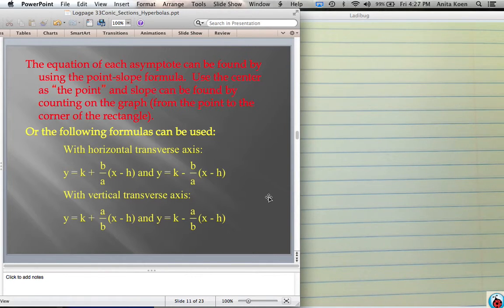If you have a hyperbola with a horizontal transverse axis, you're going to use the formulas y = k + (b/a)(x - h) and y = k - (b/a)(x - h). With a vertical transverse axis, you're going to use y = k + (a/b)(x - h) and y = k - (a/b)(x - h).